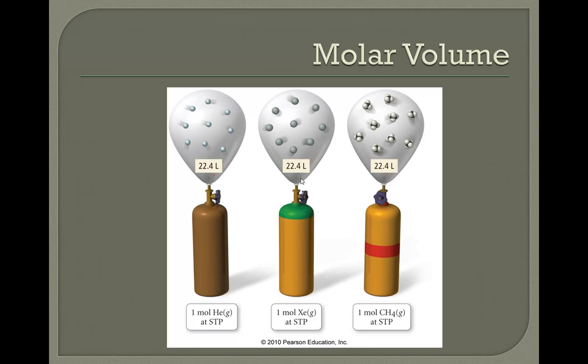notice that every single canister is saying 22.4 liters for 1 mole. However, the actual molecules are different. For instance, this one has helium and this one has xenon. Xenon is far heavier, but it still occupies the same volume. CH4 has multiple atoms, but because the distance between the molecules is so great in comparison to the molecules themselves, it's still going to be 22.4 liters.